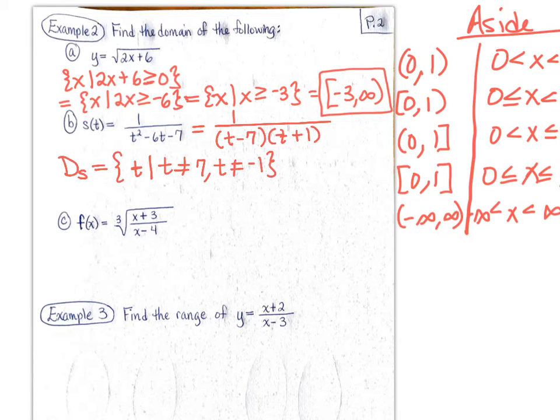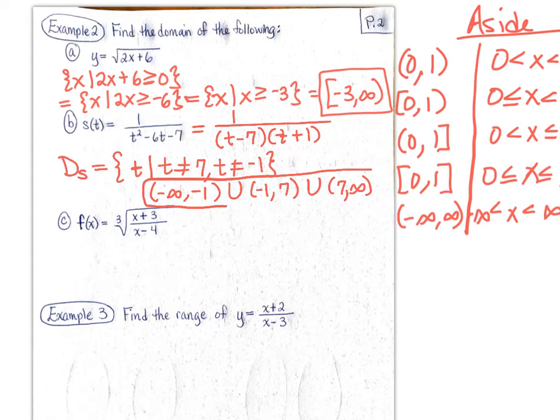So the way we write that is negative infinity to -1, parentheses, union. Union means you're going to add some more numbers to it. -1 to 7, union 7 to infinity. Okay?